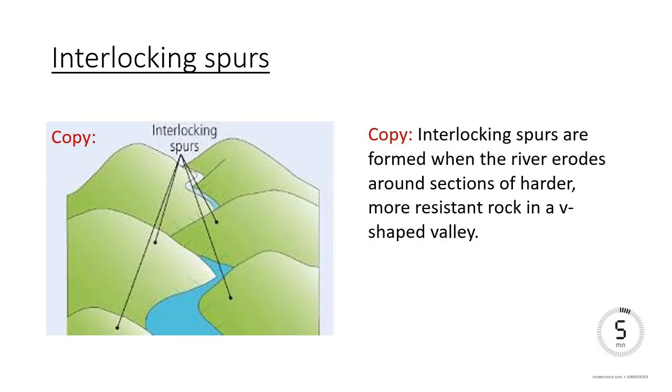How they formed? Well, here we go. Interlocking spurs are formed when the river erodes around sections of harder, more resistant rock in a V-shaped valley. It's as simple as that. There is no more complicated information than that.